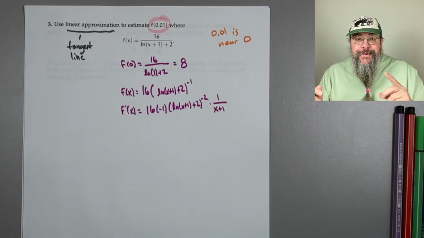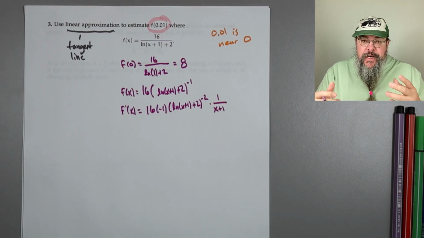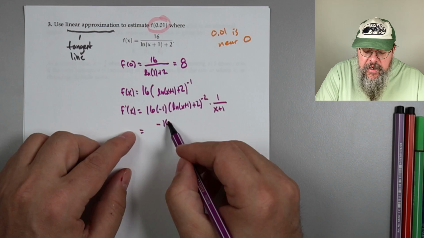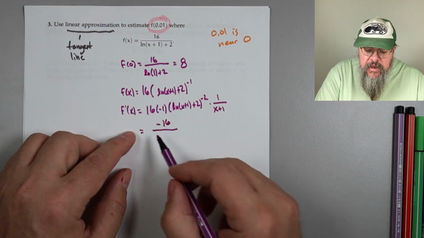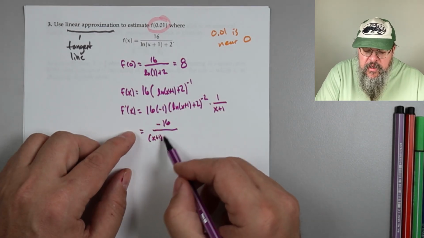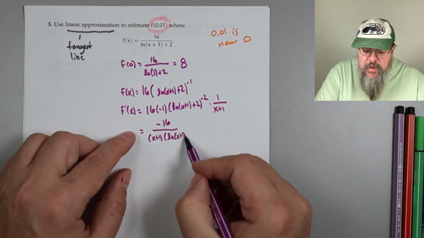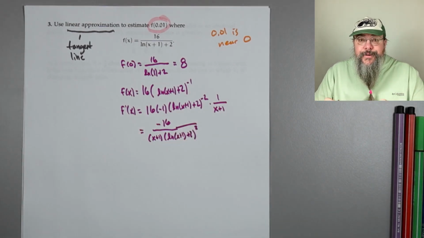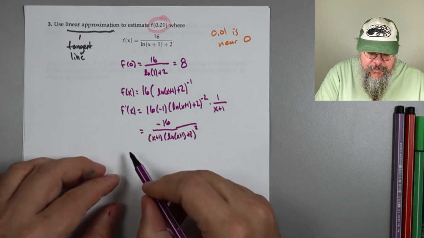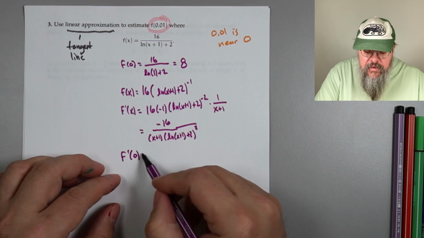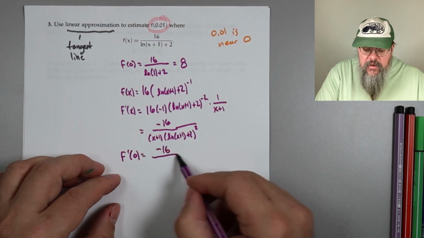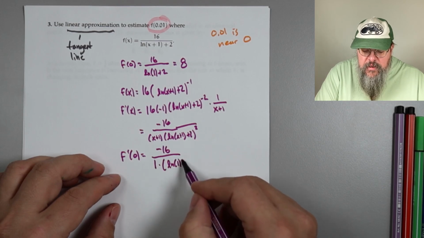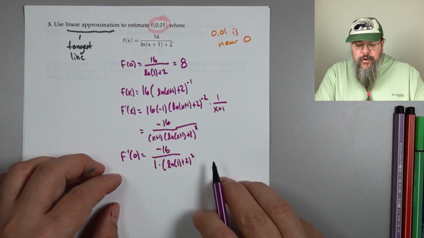Okay, but we're not done with the problem. We've got to evaluate this. You can rewrite this. So you say, look, there's a minus 16 on top, and then downstairs there's an x plus 1 and log of x plus 1 plus 2 squared. All right? So plug in 0. f prime of 0 is negative 16 over 0 plus 1, which is 1, times log of 1 plus 2 squared. Okay, well, 1 is 1.